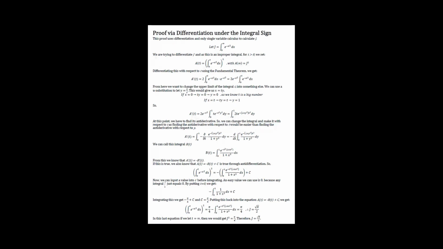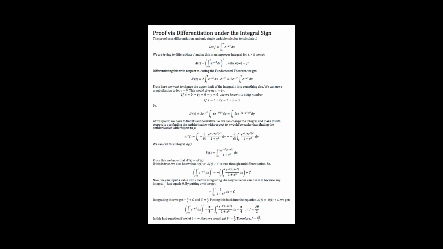If x equals 0, then ty would equal 0 and y would equal 0 as well, as we know t is a big number and one of them has to be 0. If x equals t, then ty would equal t and y would equal 1 for the same reason. So we get this. At this point, we have to find its antiderivative, so we can change the integral to make it with respect to t, as finding the antiderivative with respect to t would be easier than finding the antiderivative with respect to y. Taking dt out of the integral, we would get. We can call this integral b of t.